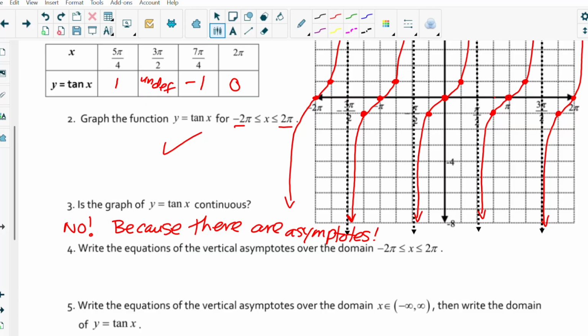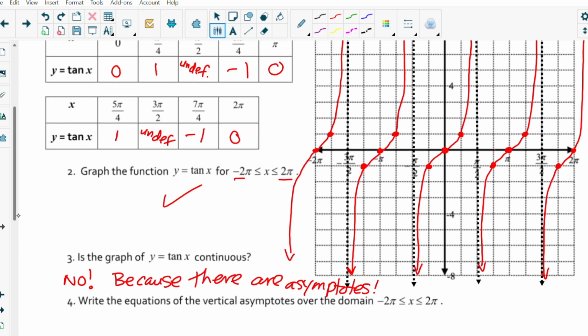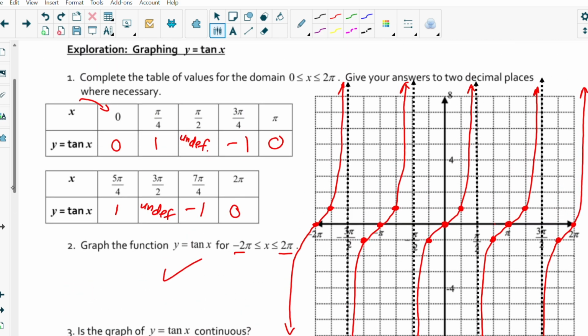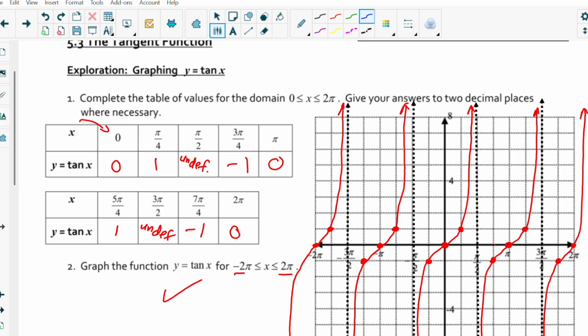Write the equations of the vertical asymptotes over the domain negative 2 pi to 2 pi. Okay, so if we take a look at our asymptotes, this is x equals pi over 2. This is x equals 3 pi over 2. This is x equals negative pi over 2. And this is x equals negative 3 pi over 2.